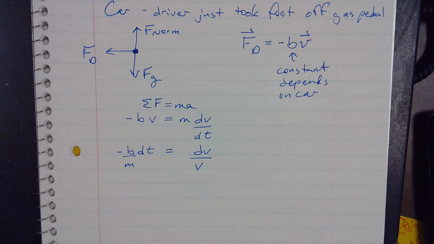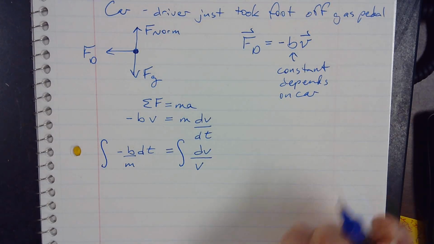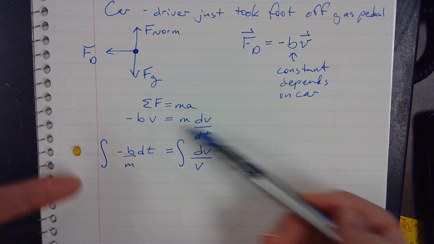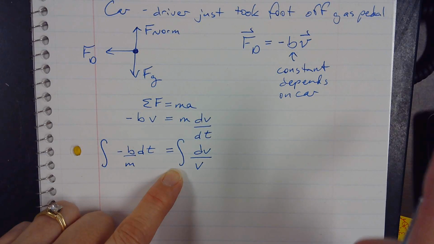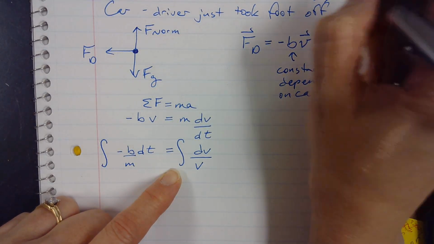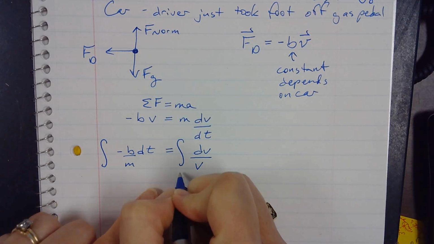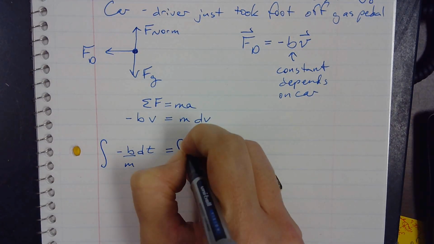I can integrate both sides of this equation. So I'm going to write my integral symbols. But I need to know what I'm integrating from and to. So our goal is to eventually write an equation of velocity as a function of time. That's how we're trying to separate out this relationship. So the initial velocity of the car, right when he takes his foot off the gas pedal, is v0. At some later time, his velocity is going to be v.